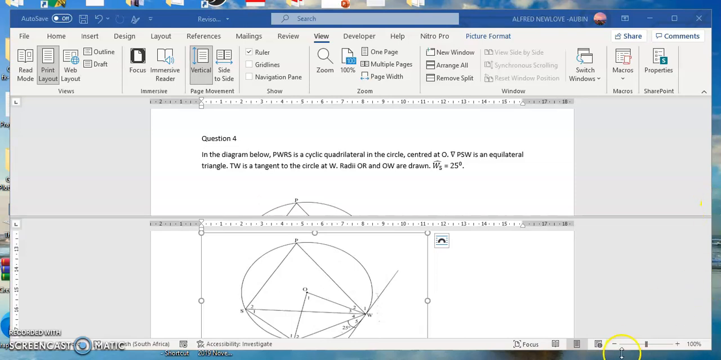We are continuing with our discussion on paper 2, which is going to prepare us for our final exams. Let's look at this question on Euclidean geometry. In the diagram below, this is the diagram.